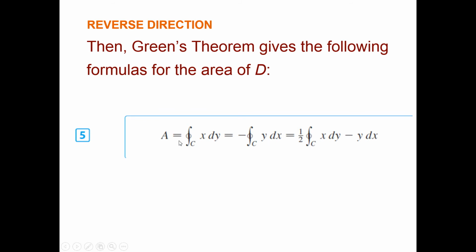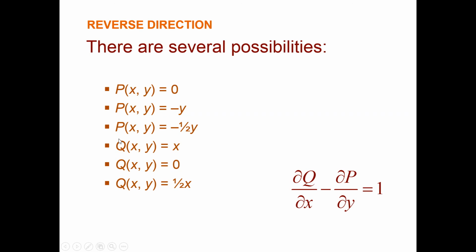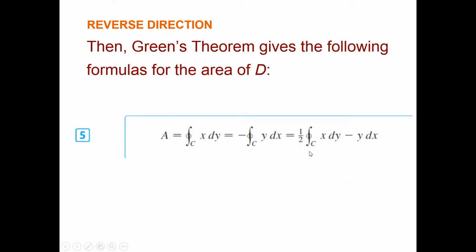Now what we used is this option, P is equal to minus 1 over 2 y and Q is equal to 1 over 2 x, then area becomes this. So there are different formulas for area, like 1 over 2 times the line integral along the positively oriented closed curve of x dy minus y dx. So these are the formulas for the area of the region enclosed by a positively oriented closed curve.